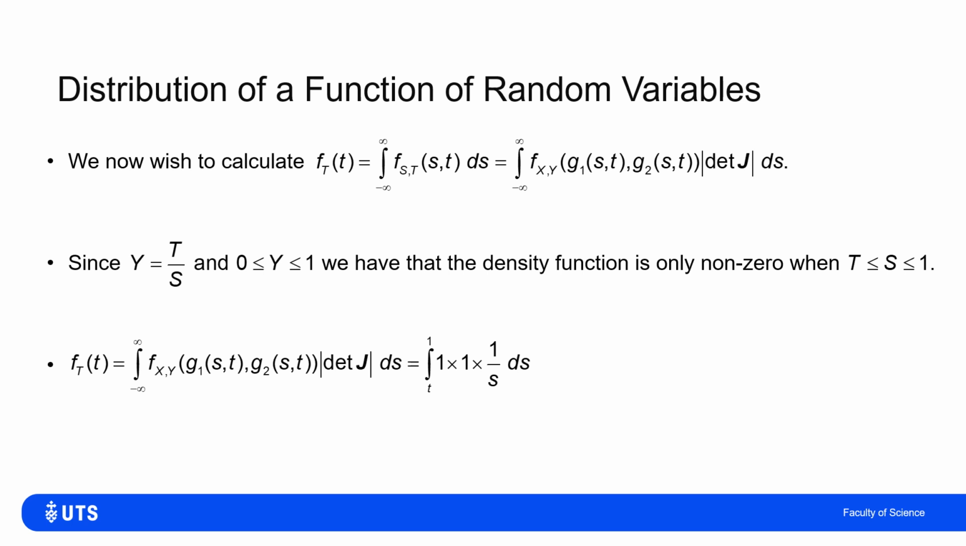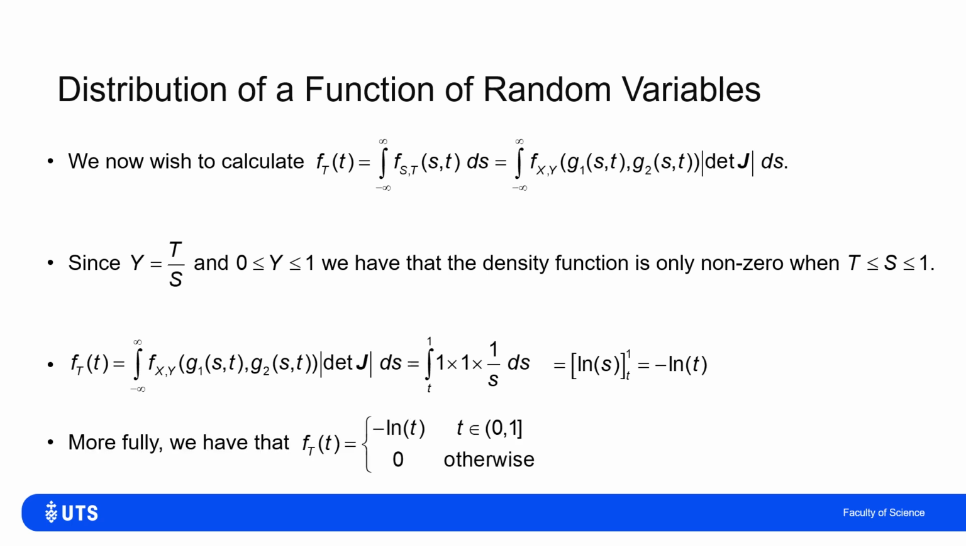So if I want to know the distribution of t, I have to integrate out over my uncertainty in s. So I'm integrating 1 over s with respect to s over the range that s can take. And s can take values between t and 1. So if I work that out, then I will get, well, log of 1 minus log of t. Log of 1 is 0, so I'll get minus log, or natural log, of t.